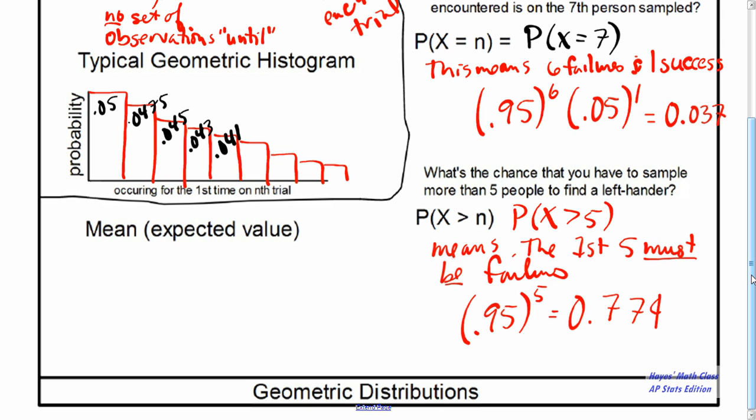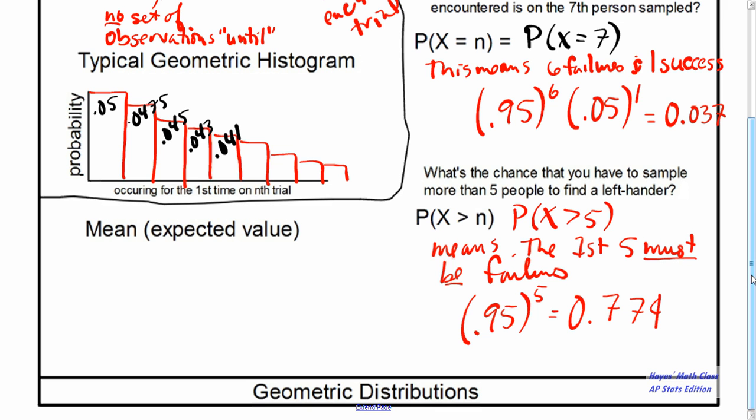Now, incidentally, you could also do this complement thing here. You could say, all right, what's the chance that you have to sample 5 or fewer people? Well, an easier way to do it would be to say, I know the probability of having to do more than 5 is 0.774, so then you could go 1 minus that. So you'd have a 22.6% chance that you could have 5 or fewer people to do that.